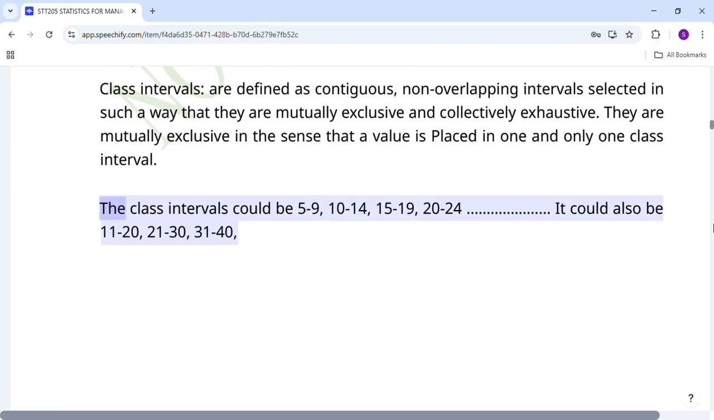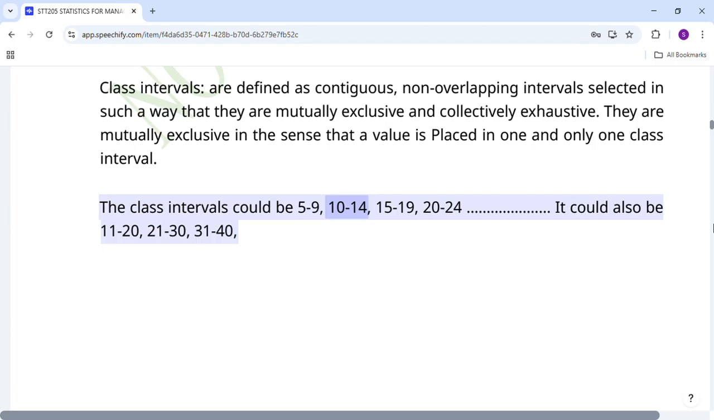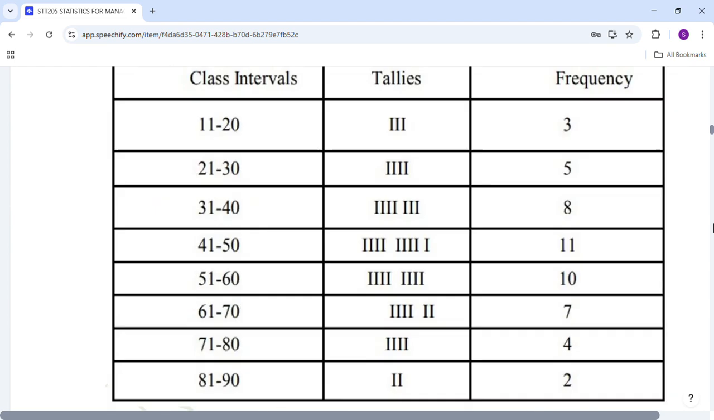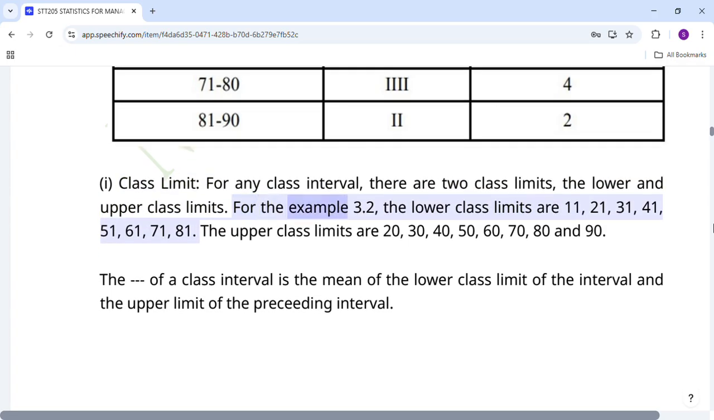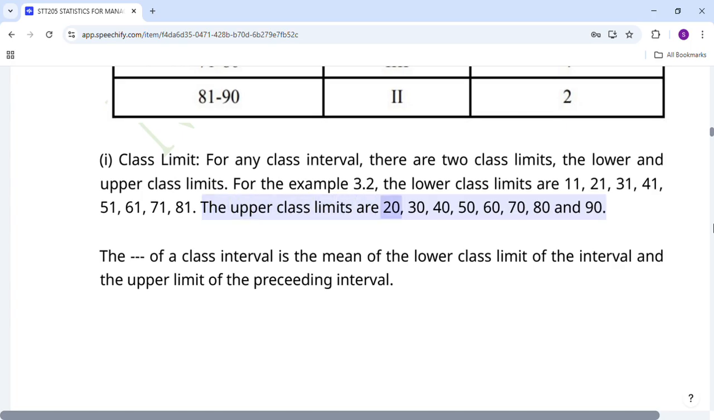The class intervals could be 5 to 9, 10 to 14, 15 to 19, 20 to 24. It could also be 11 to 20, 21 to 30, 31 to 40. One, class limit. For any class interval, there are two class limits, the lower and upper class limits. For the example 3.2, the lower class limits are 11, 21, 31, 41, 51, 61, 71, 81. The upper class limits are 20, 30, 40, 50, 60, 70, 80, and 90.